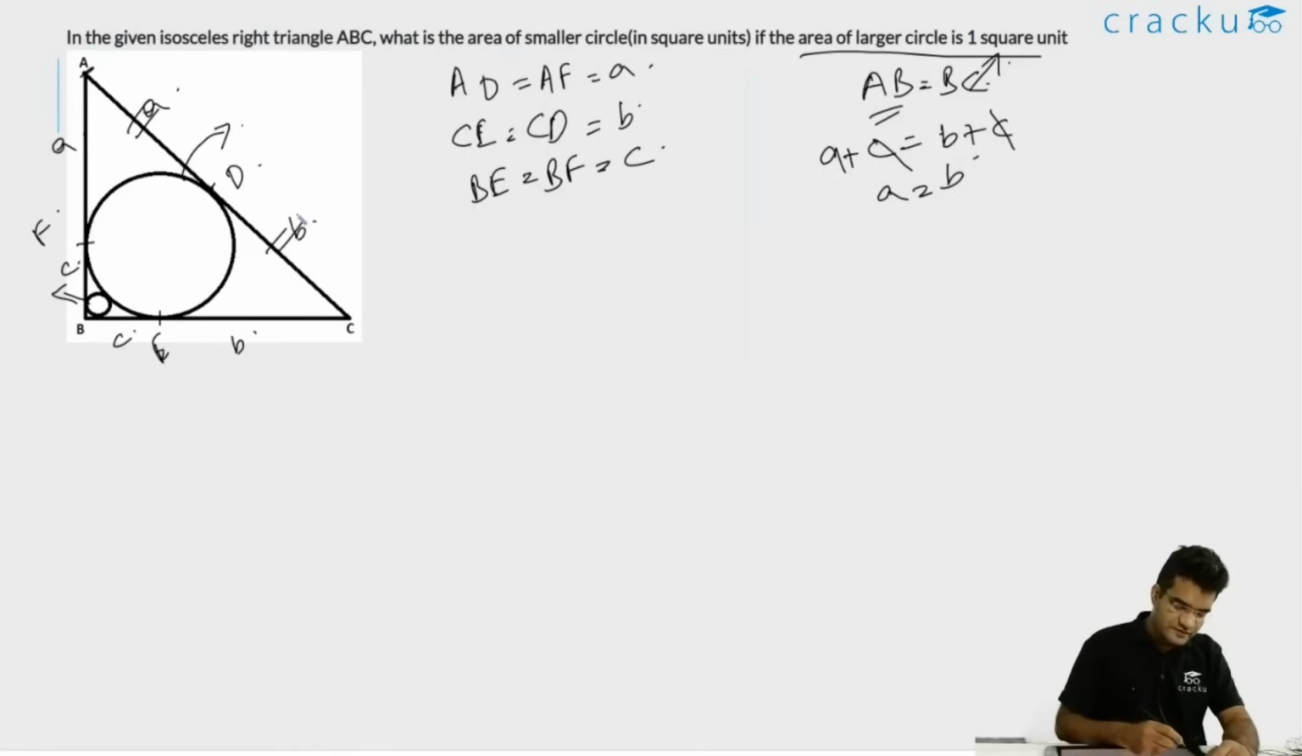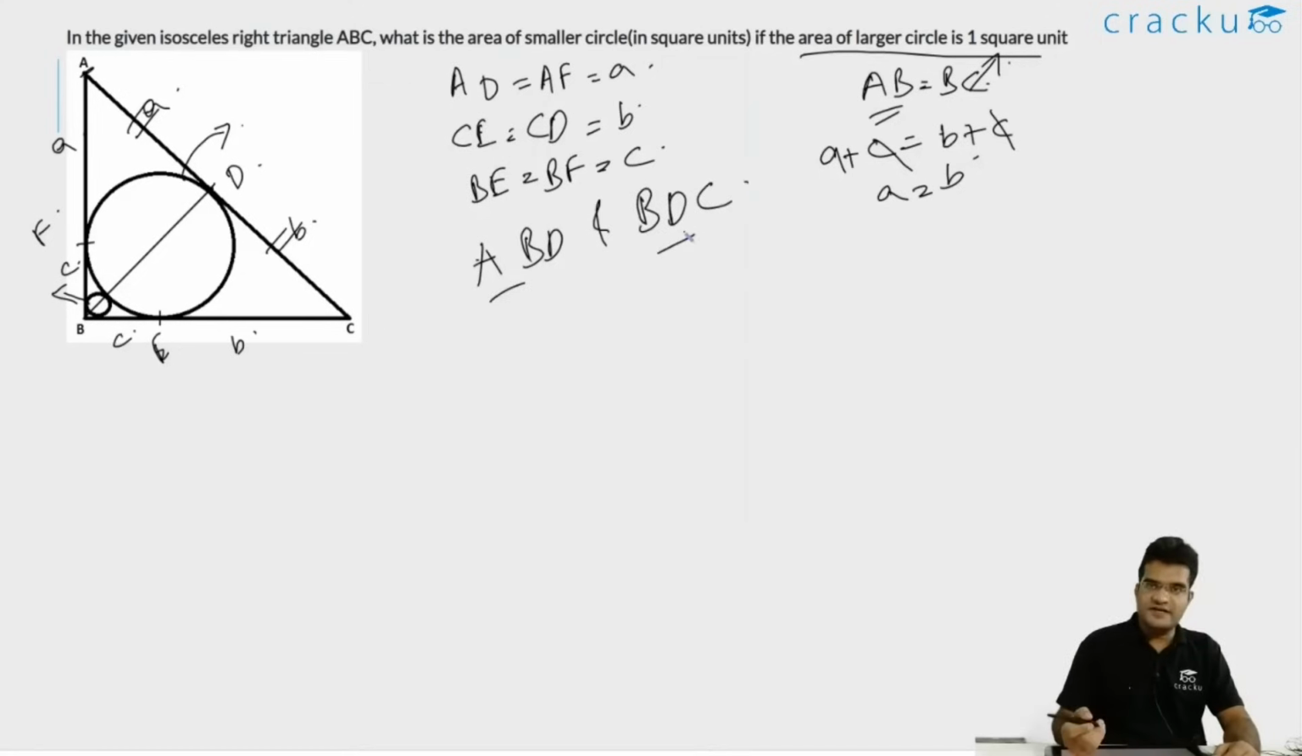Now once we know this, what we'll do is quite simple. We'll connect B to the point of intersection of the incircle and the hypotenuse. Now this will divide the bigger triangle ABC into two congruent triangles, that is two triangles which are equal in all aspects. The two congruent triangles are triangle ABD and triangle BDC.